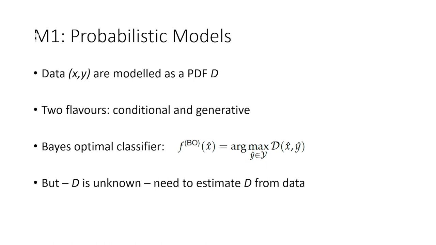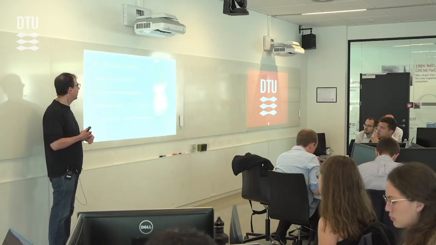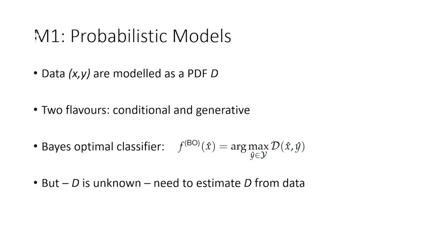So the first model that we're going to discuss is probabilistic models. The idea here is that you want to model the data, our x and y, as a PDF, a probability distribution function D. Again, this can be a whole course on its own, even perhaps a whole degree. But there are really two flavors. There is the conditional, where I generate y, and then given y, I generate x. And there is also the generative model, where I want to generate both x and y simultaneously.